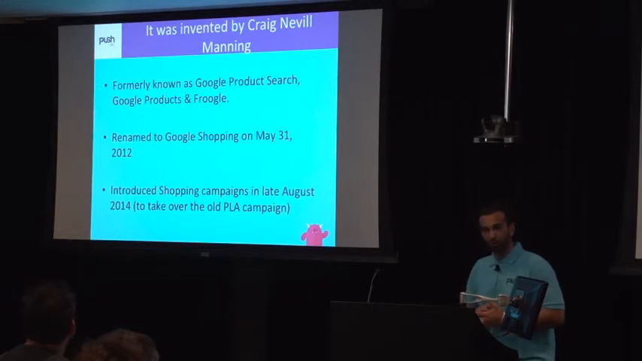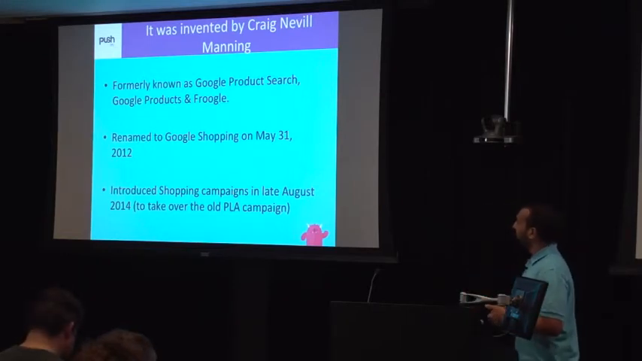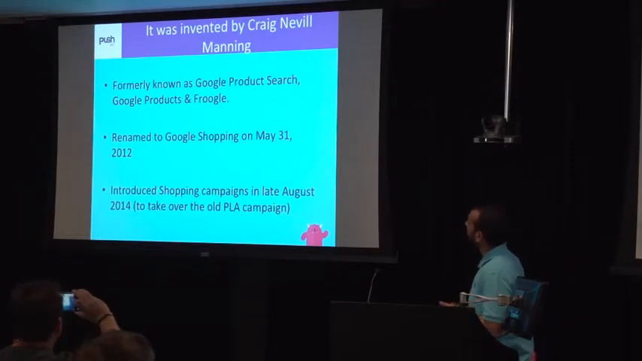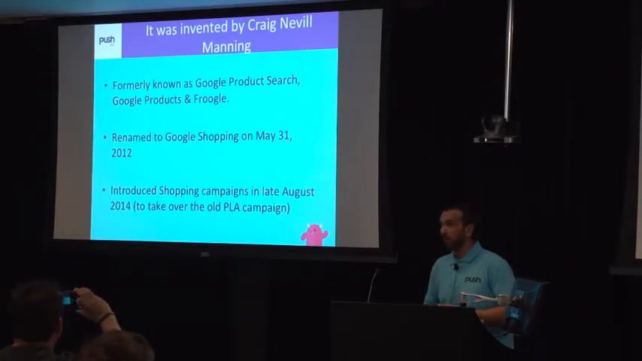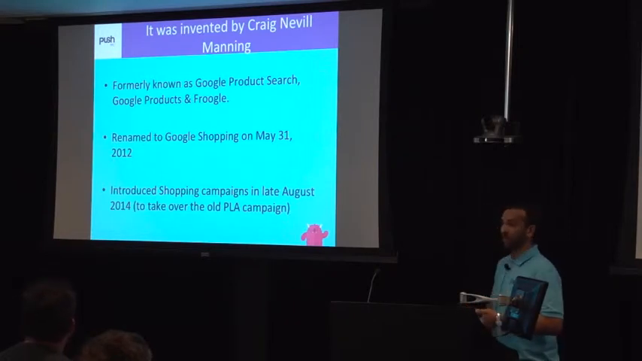Bit of history now on Google Shopping. It was invented by a man called Craig Neville Manning. It was formerly known as Google Product Search, Google Product, and Froogle. And it was renamed to Google Shopping on the 31st of May 2012.